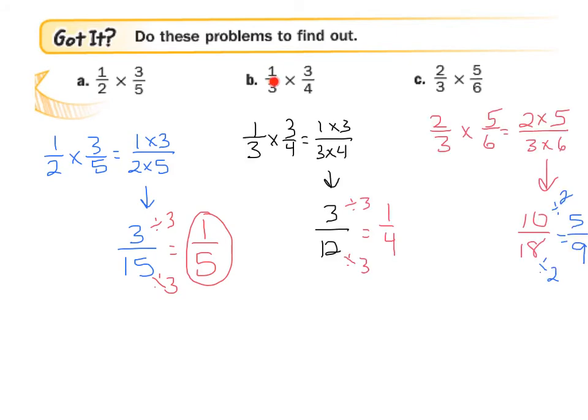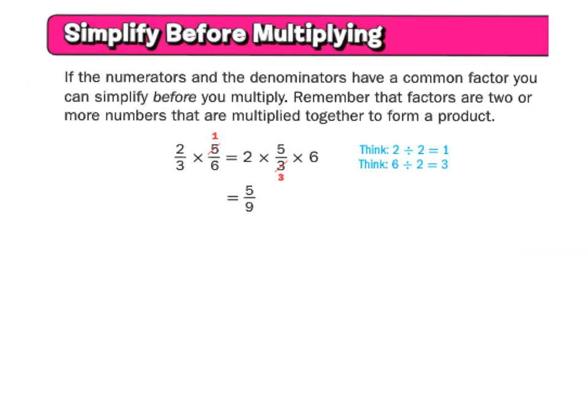So if you multiply 1/3 times 3/4, you get 3/12, which then simplifies to 1/4. If you take 2/3 times 5/6, you get 10/18, which then simplifies to 5/9. So there is a shortcut as we get larger and larger numbers. If the numerators and denominators have a common factor, you can simplify before you multiply. Remember that factors are two or more numbers multiplied together to form a product.